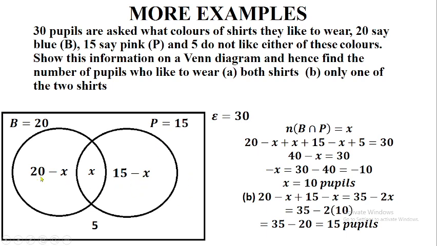Pink. So that means you have 20 minus X plus 15 minus X. Collect like terms. 20 plus 15 gives us 35. Minus X minus X will give us minus 2X. So the X is 10. So we have 35 minus 2 times 10. 2 times 10 gives us 20. 35 minus 20 gives us 15 pupils. So that means 15 pupils like only one shirt.